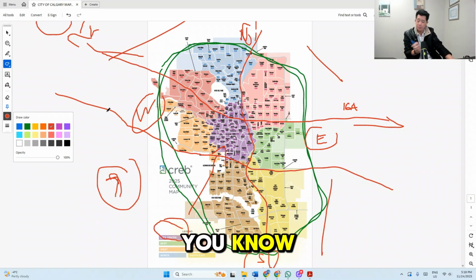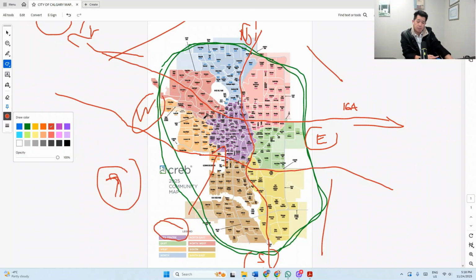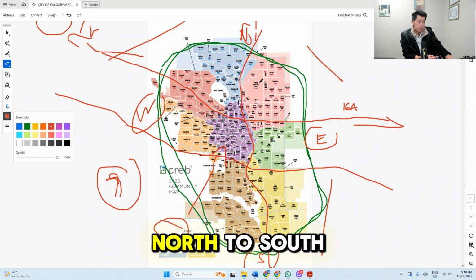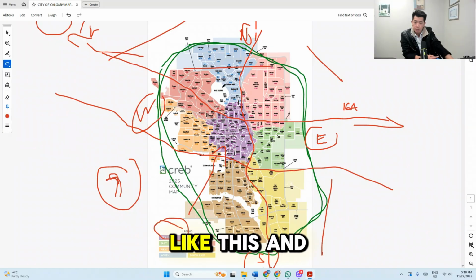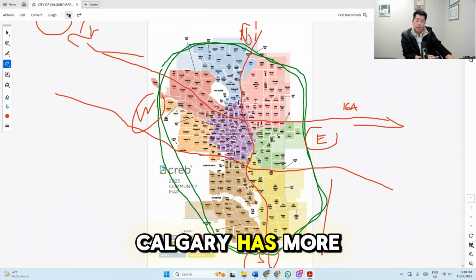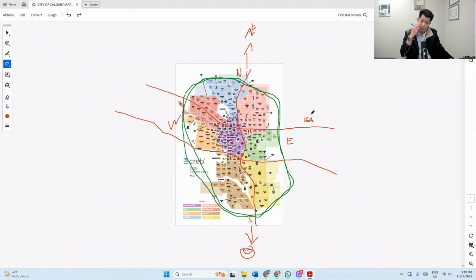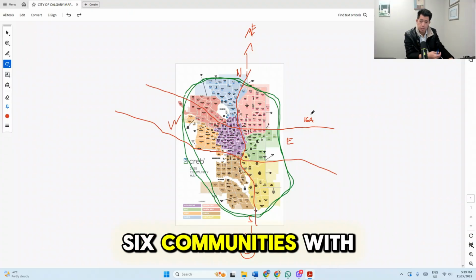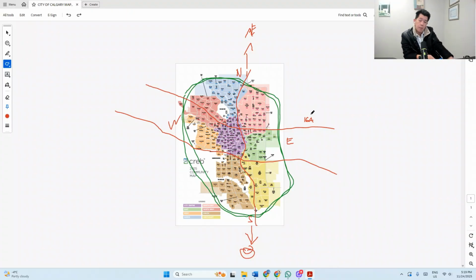Just to let you know, Calgary has 14 wards, starting from north to south like this, and from west to east. And I have to tell you that Calgary has more than 200 communities. It is 206 communities with over 250 schools.